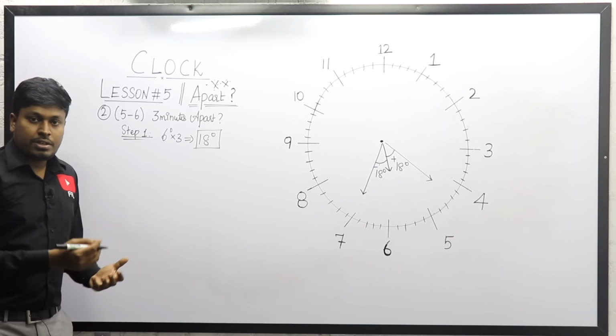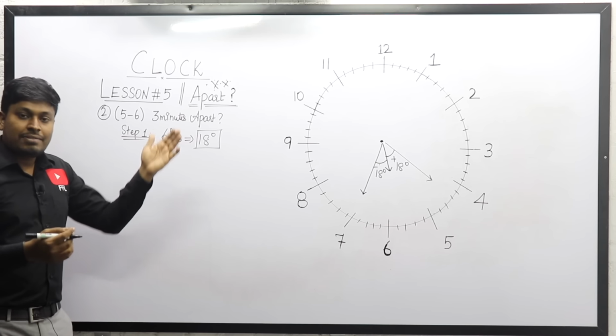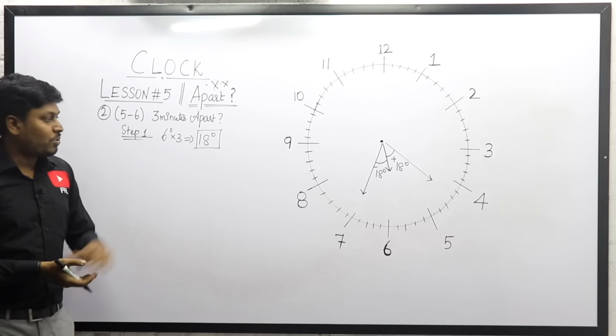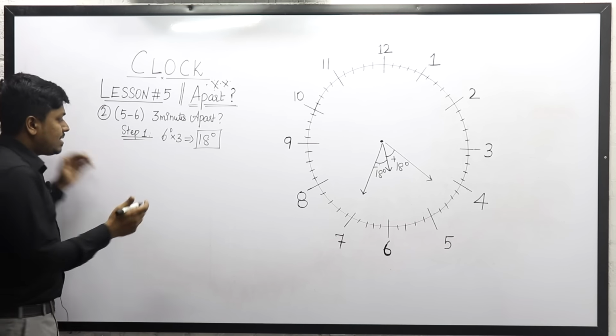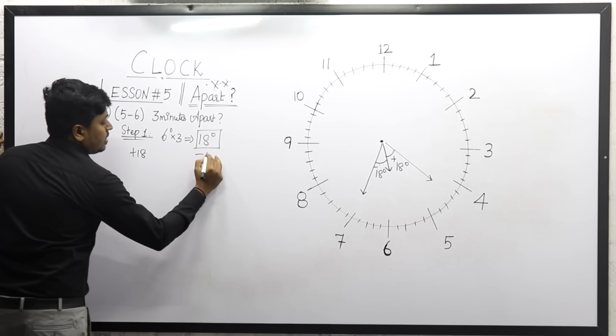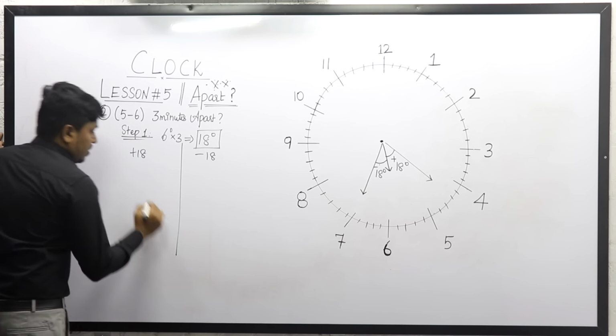Now substitute in the formula for plus 18 as well as minus 18, you will get 2 answers. That's it. This will be the answer for question number 2. Now it is easy, right? Just substitute in the formula, for plus 18 and here for minus 18. You know the formula, right?